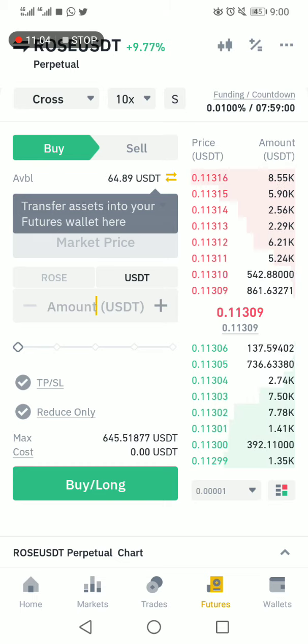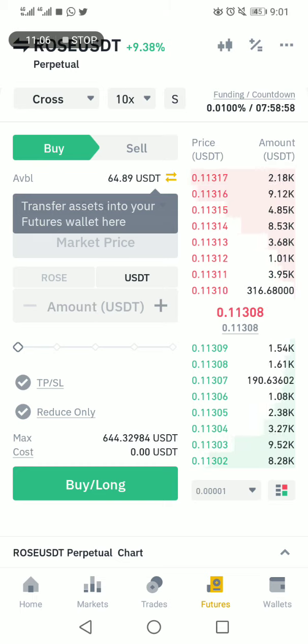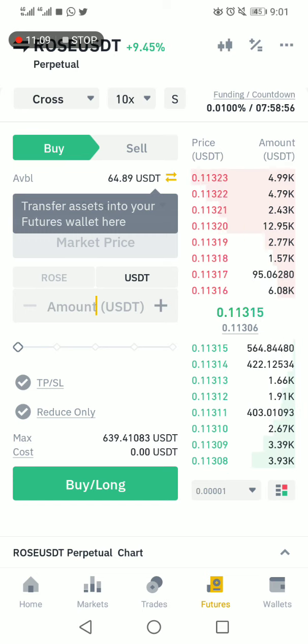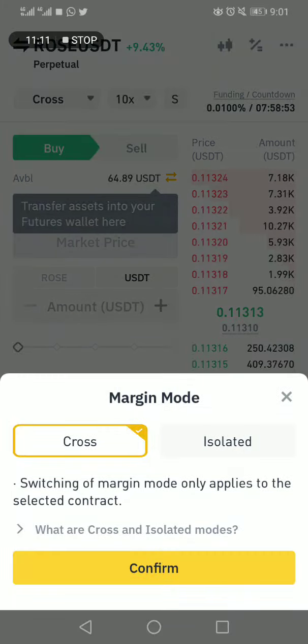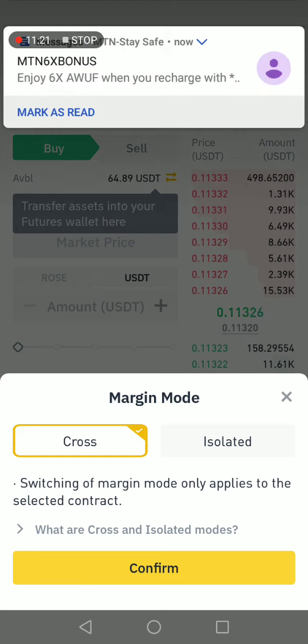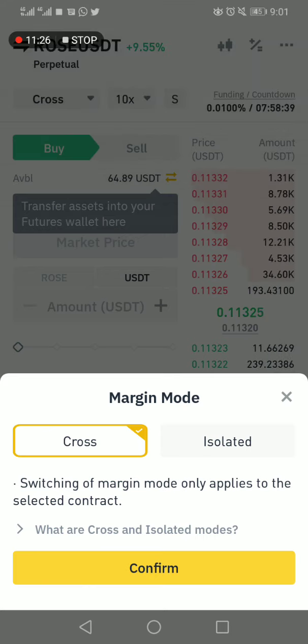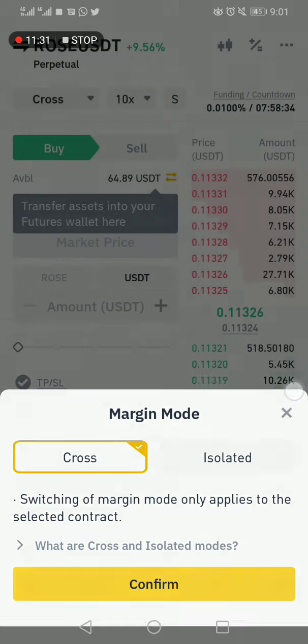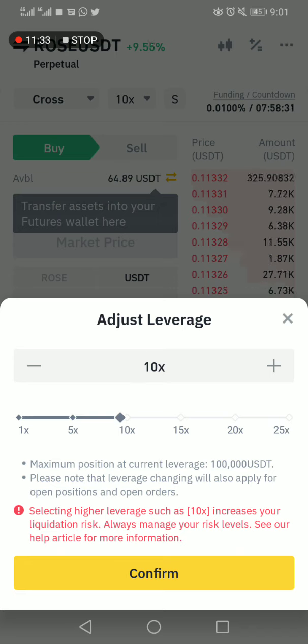Then one more thing you need to know about setting up your futures trading is this. There's what we call the cross and the isolated margin mode. When you are on cross, it means you're using your whole capital to trade. When you are on isolated, it means you're using a certain amount to trade. You're telling Binance, I want to use a certain amount and trade. Now that's what we call leverage. You can see we have 1x, 5x, 10x to 25x.